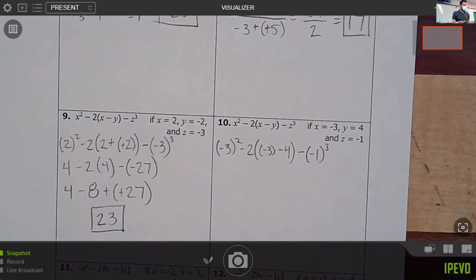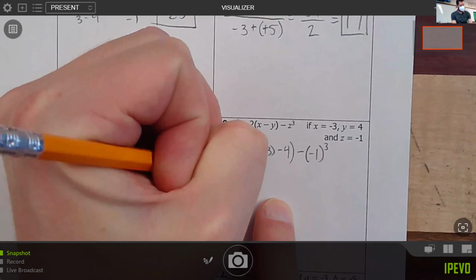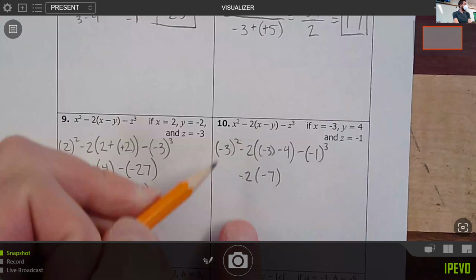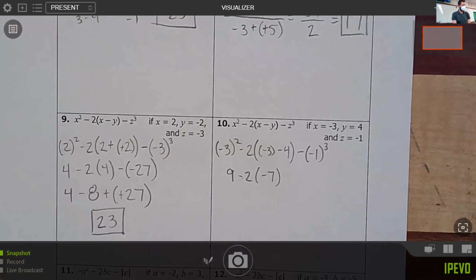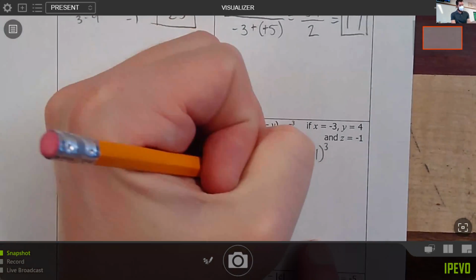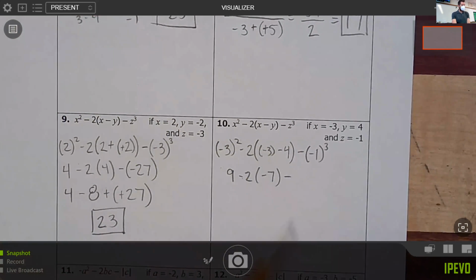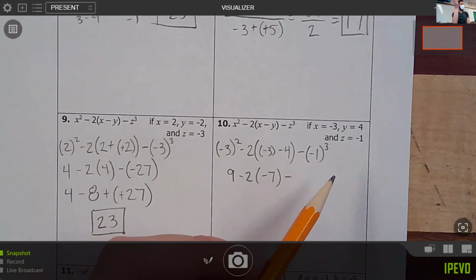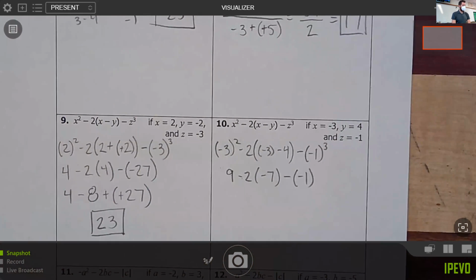Then we can go through the same process that we just did. Start inside the parentheses. Negative 3 minus 4 is negative 7. So I'm going to put this negative 2, and then that's negative 7, so times negative 7. Negative 3 squared: negative 3 times negative 3 is 9. And then on the end here, there's a minus, so we bring the minus. Negative 1 to the third power is negative 1 times negative 1, which is 1, times negative 1 puts us back to negative 1. So minus negative 1.